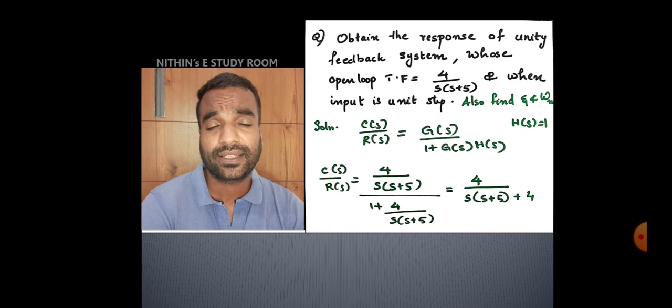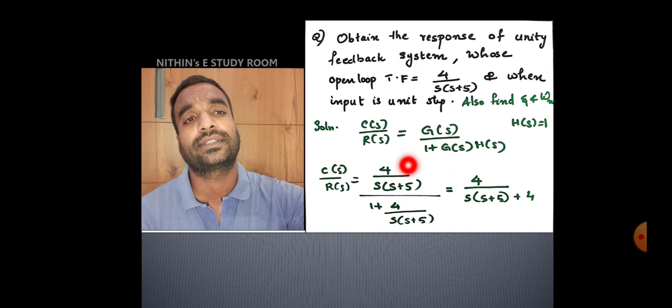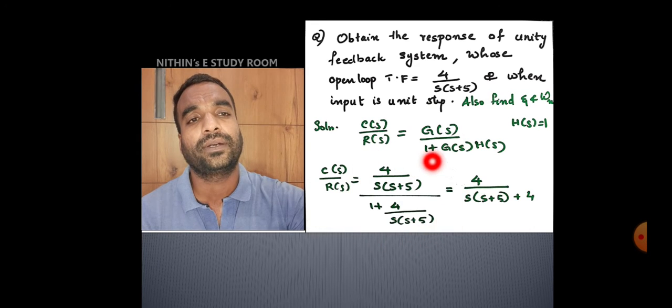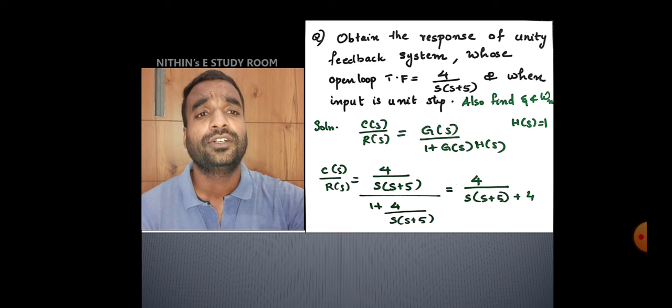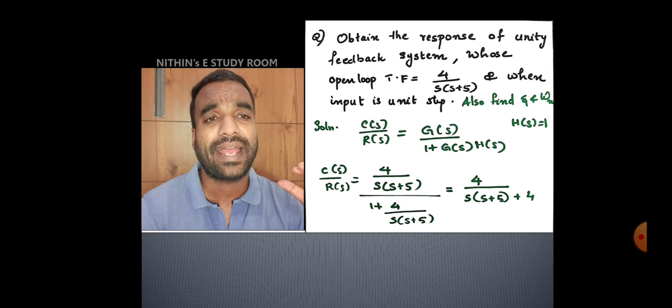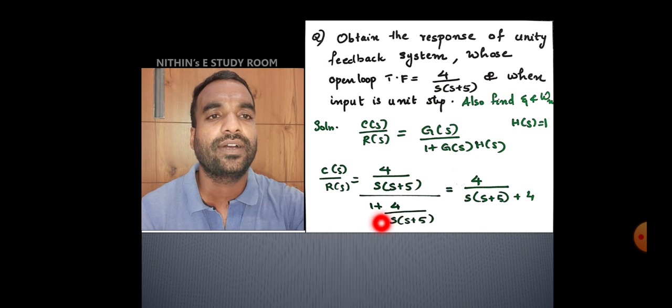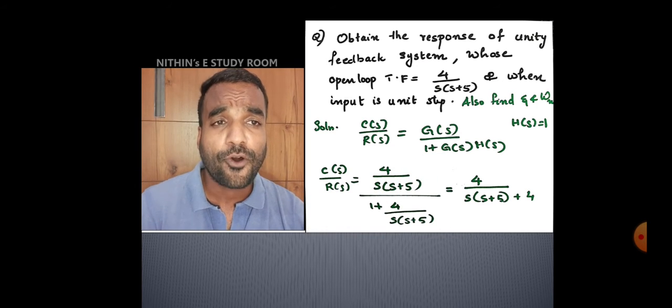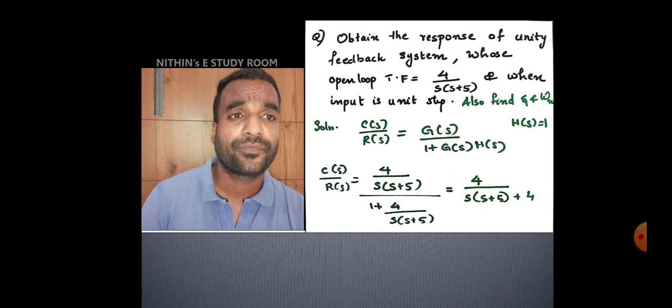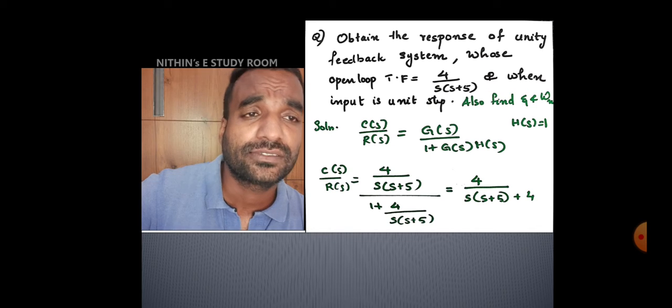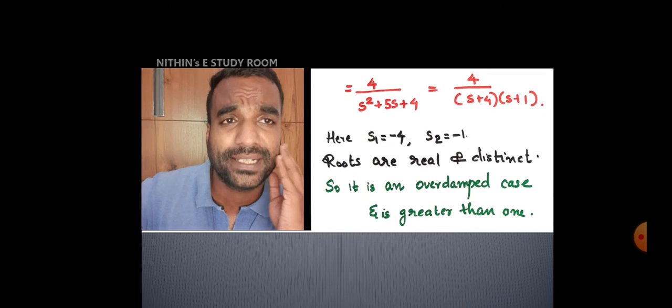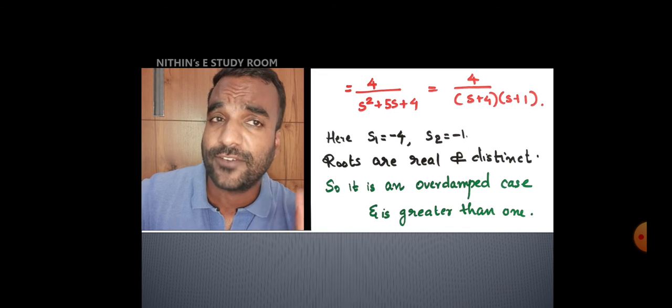So your feedback loop gain H of s is equal to 1. If you substitute that in the transfer function equation, you will get 4 by s into s plus 5, divided by 1 plus 4 by s into s plus 5. So in the denominator it will become s into s plus 5 plus 4, all divided by s into s plus 5. And these s into s plus 5 terms will get cancelled. Now if you simplify that, you will get 4 by s square plus 5s plus 4.